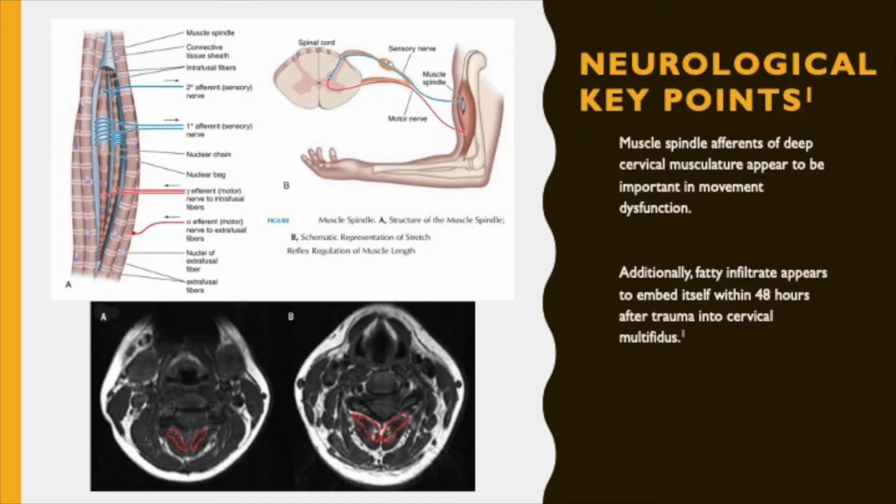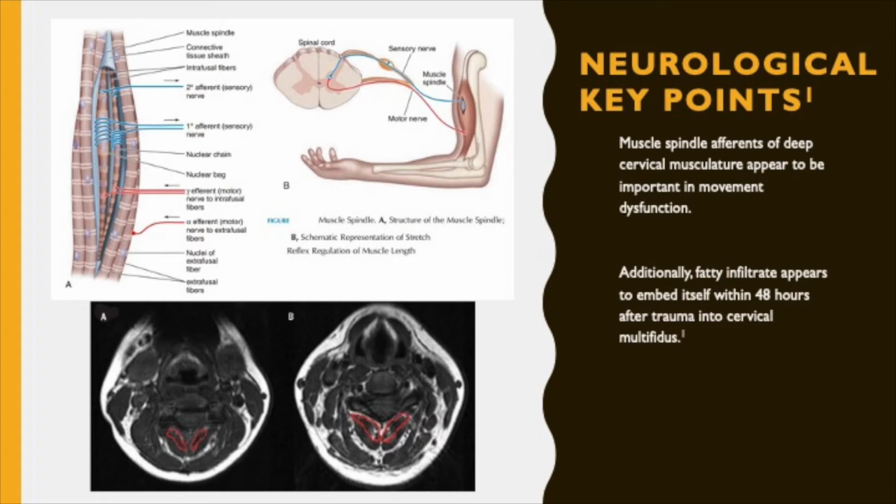Key points for the neurological system that I'd like to touch upon are the muscle spindles. Just a brief review: muscle spindles are stretch receptors within the body that primarily detect changes in the length of the muscle, and they convey this information to the central nervous system via afferent nerve fibers. They appear to be extremely important in the movement dysfunction that we find in our patients with neck pain.